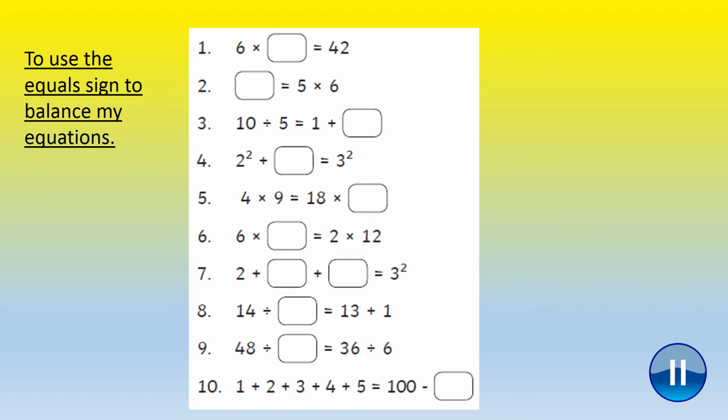14 divided by something equals 13 add 1. 48 divided by something equals 36 divided by 6. 1 plus 2 plus 3 plus 4 plus 5 equals 100 subtract something. Remember, don't always presume you've got to do the first part of the sum first. You might need to do the second part of the sum after the equal sign to work these out. So look carefully, have a go at them, quite fun to do, and we'll get back with some answers in a while.